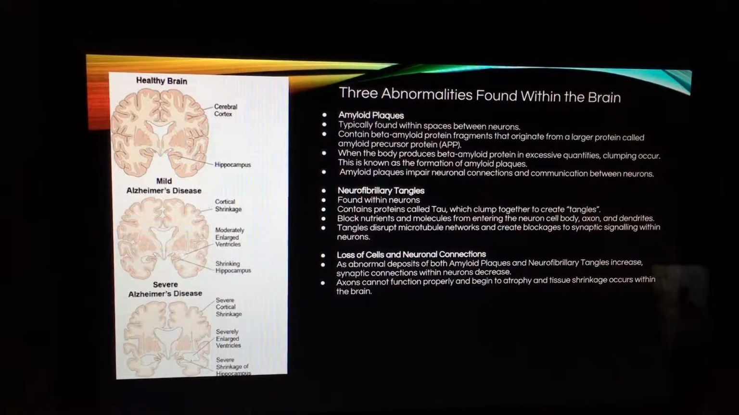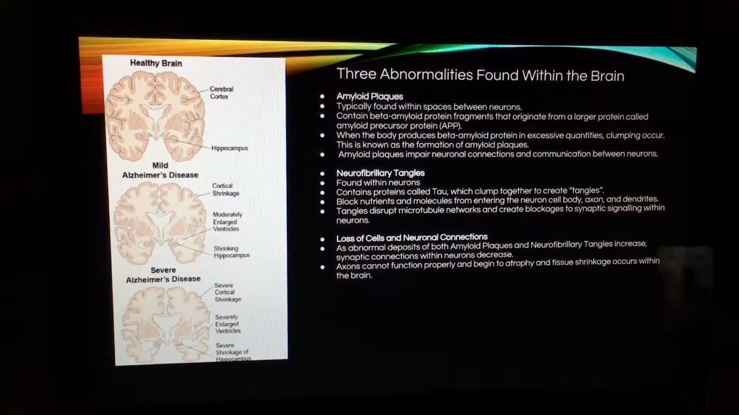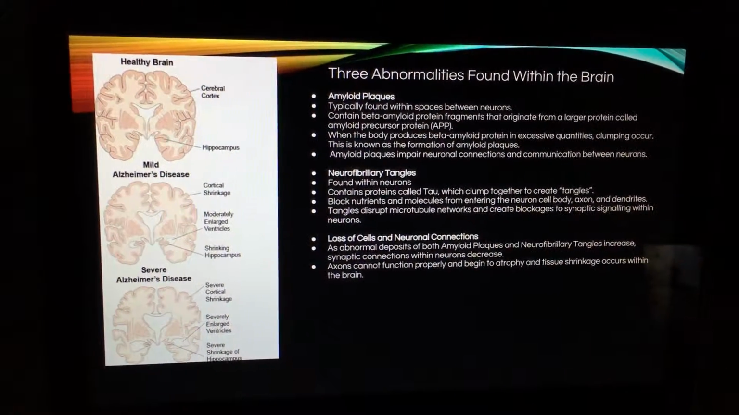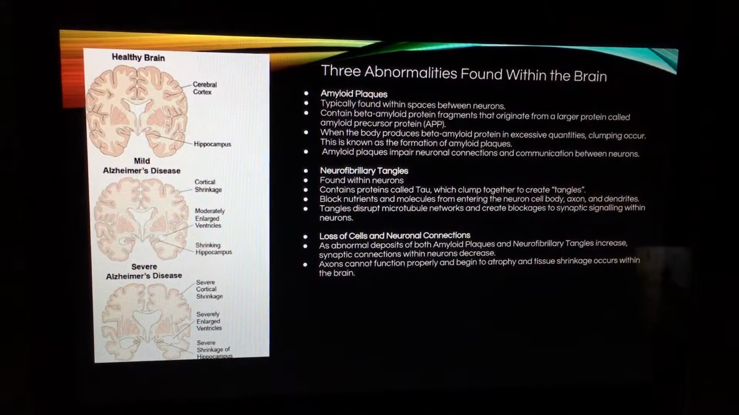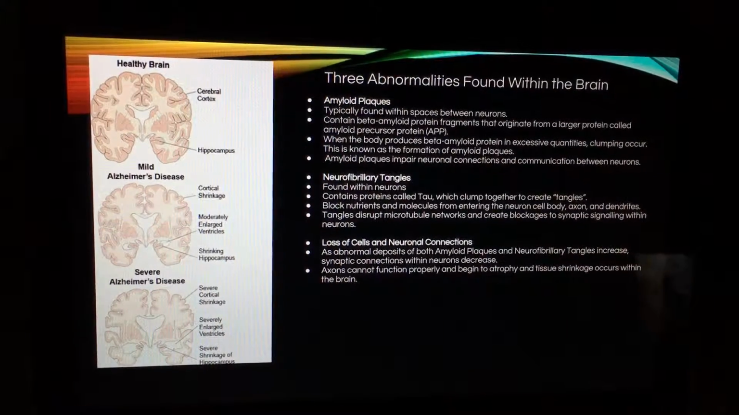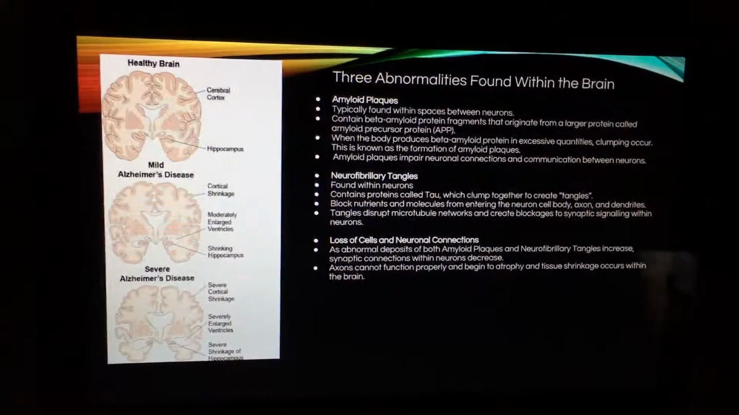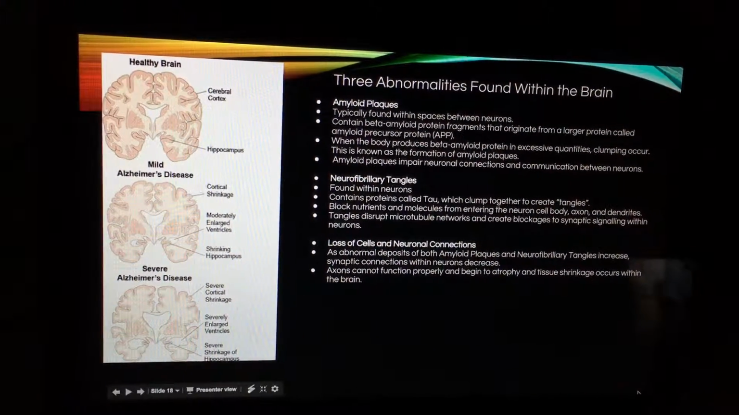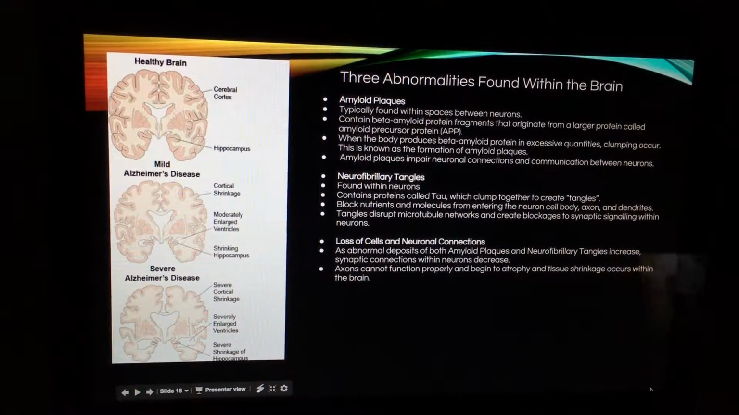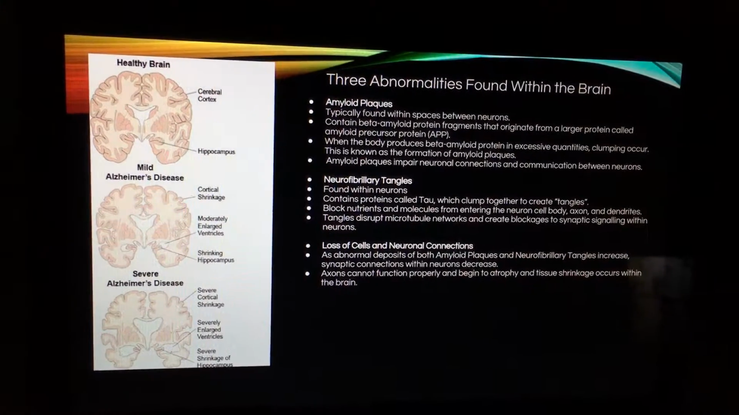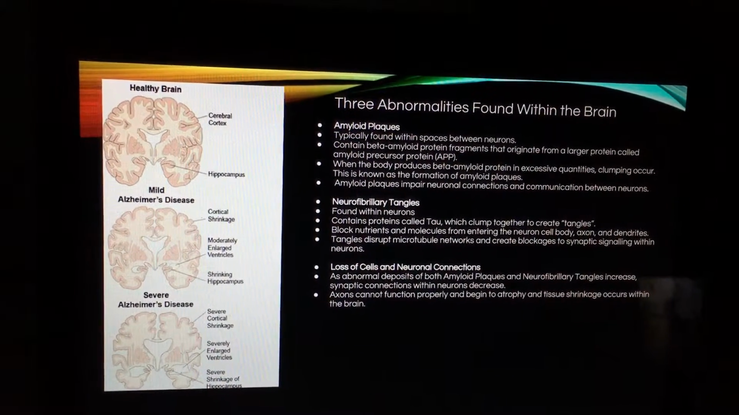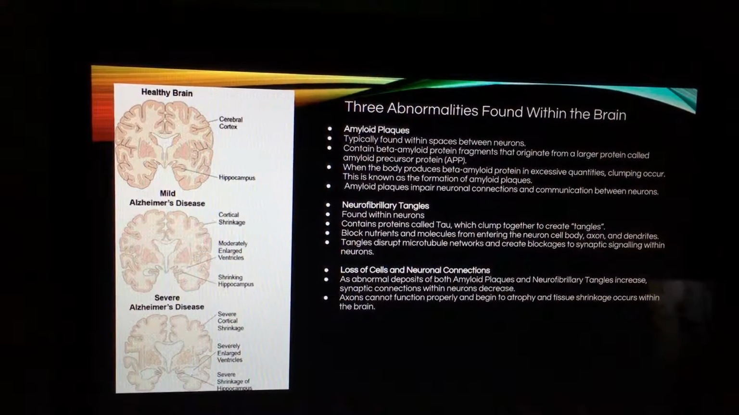Neurofibrillary tangles. That's the second abnormality found within the brain. They're found within neurons. They contain proteins called tau, which clump together to create tangles. They block nutrients and molecules from entering the neuron cell body, axon, and dendrite. Tangles disrupt microtubule networks and create blockages in synaptic signaling within neurons.